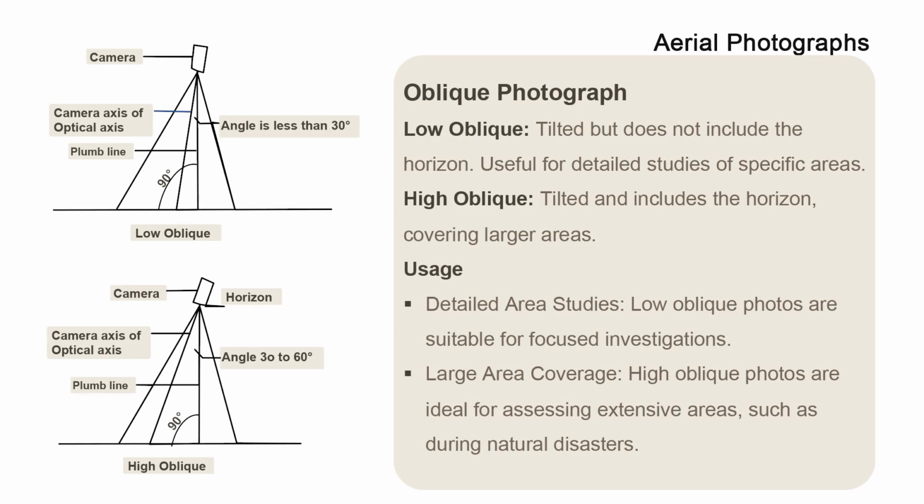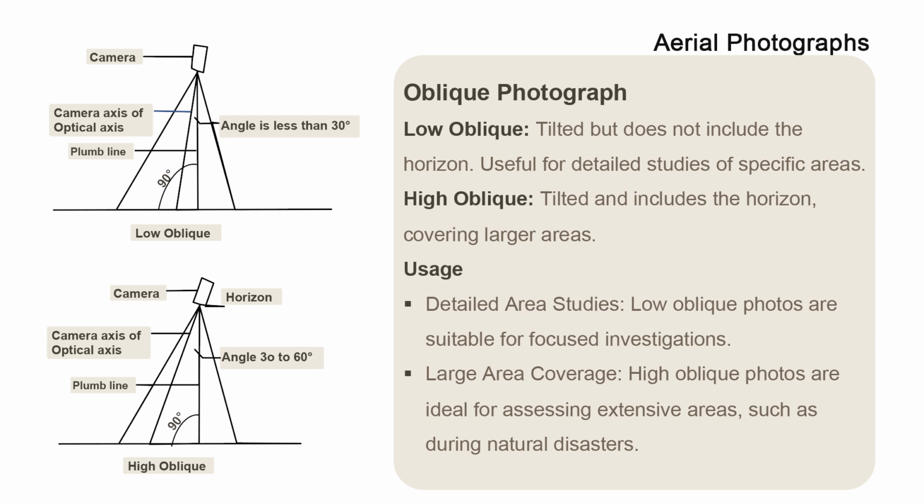The third one, oblique photographs. These are intentionally tilted. In this, the low oblique photos don't show the horizon and are useful for detailed area studies, whereas the high oblique photos include the horizon. Meaning of horizon, the line at which the earth's surface and the sky appear to meet. These oblique photographs cover much larger areas. For example, during a natural disaster, high oblique photos can help emergency responders to understand the full extent of the affected area very quickly.